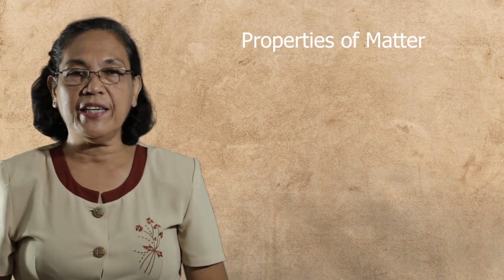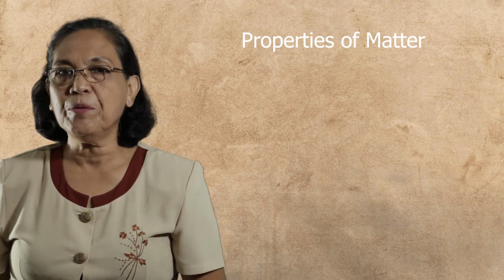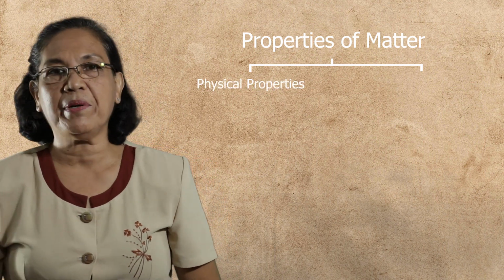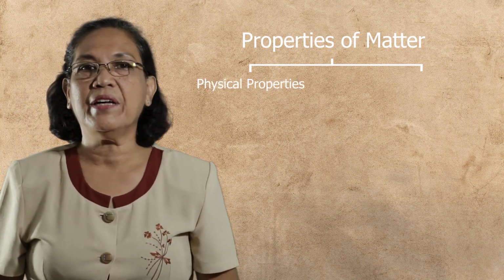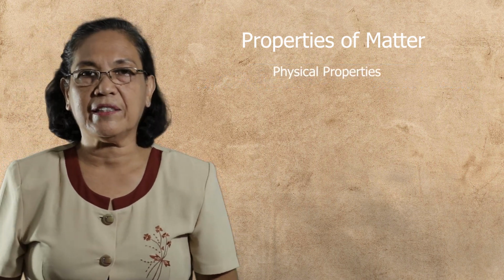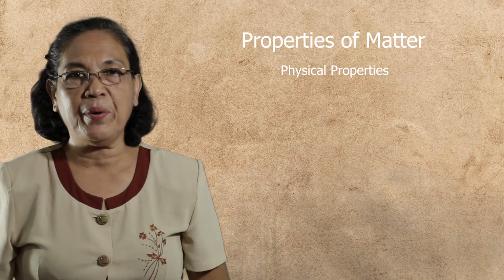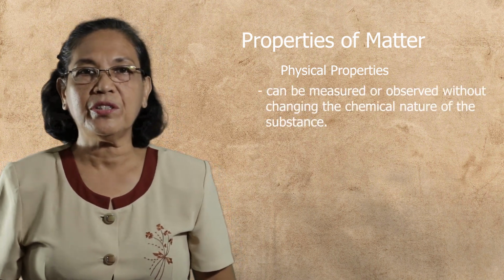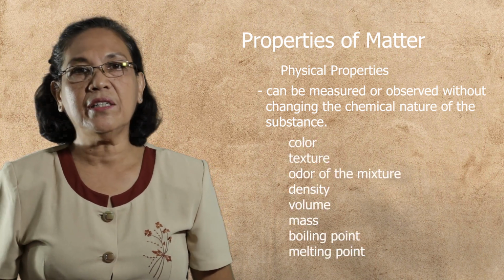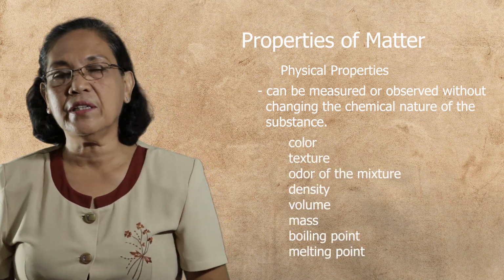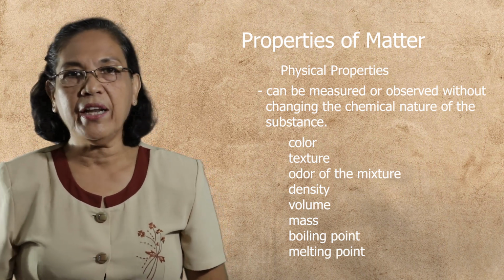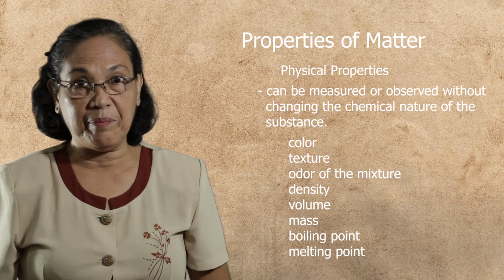Let's go to the properties of matter. There are two properties possessed by matter. One is the physical property, and two, we have the chemical property. The physical properties of matter are those which can easily be measured or observed, such as the color, the texture, the odor, the mass, the volume, the density, the boiling point, and the melting point.